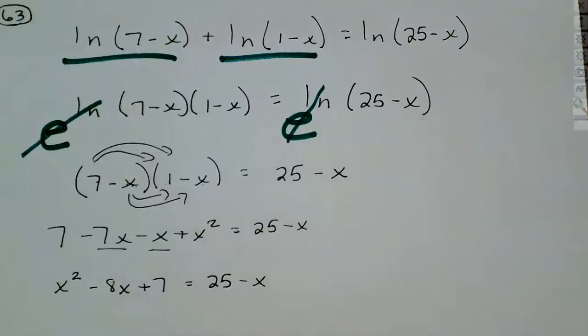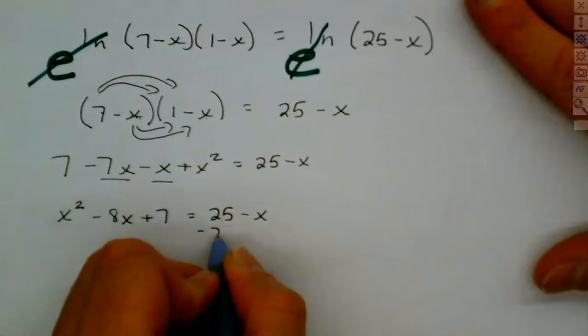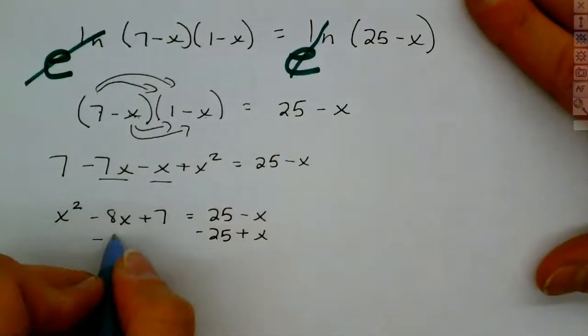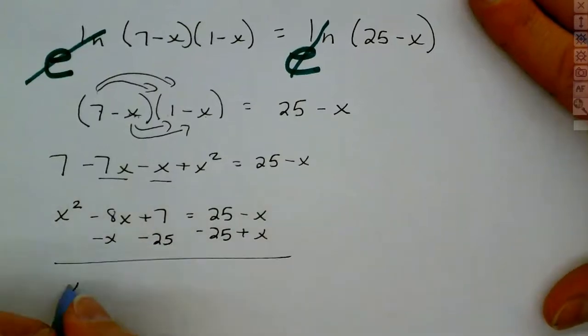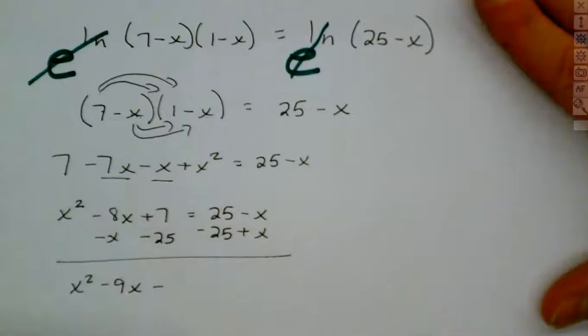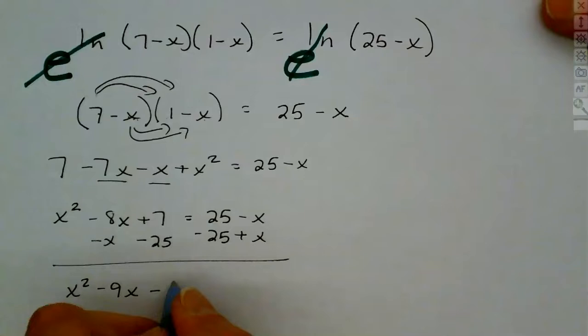Is everyone okay with that so far? Now, what do we need to do? Okay, yep, set this equal to 0. So subtract off your 25 and add on your x. And now we have something that should factor out nicely. Was it minus 14 there, I believe? Because 7 minus 25, well, that's no, minus 18. Minus 18.